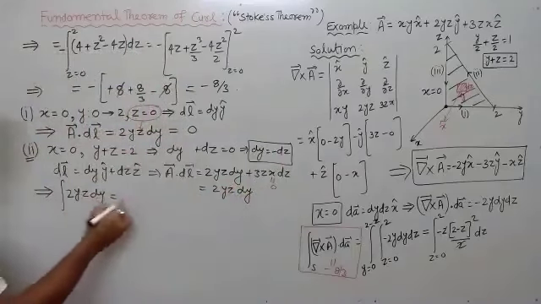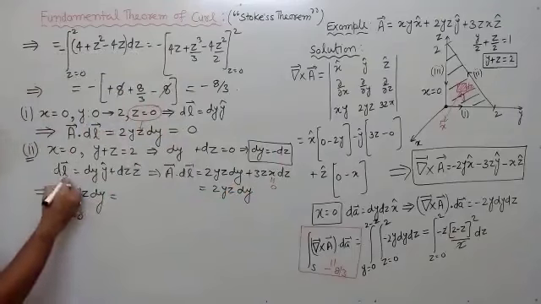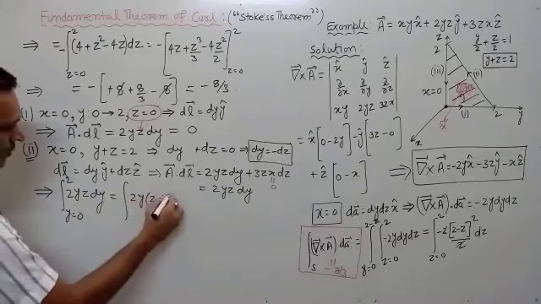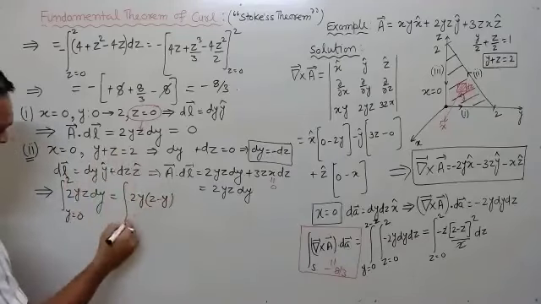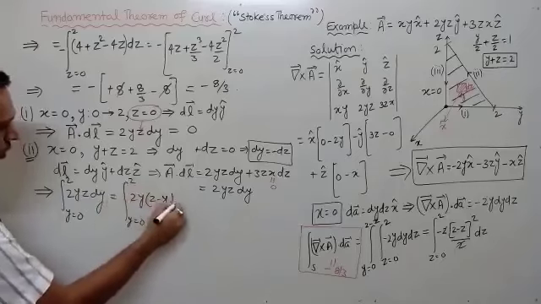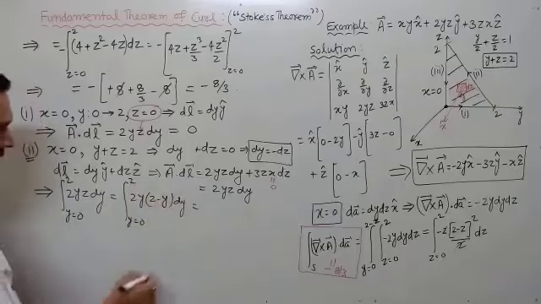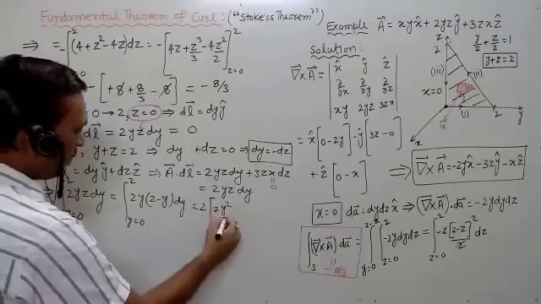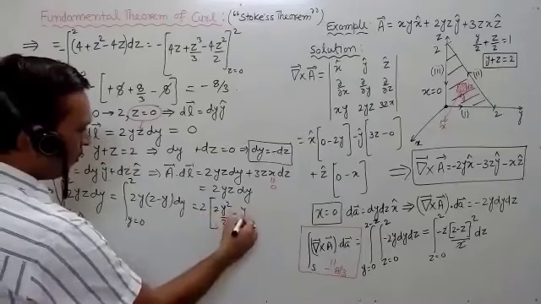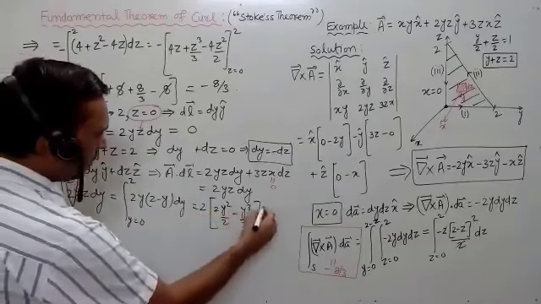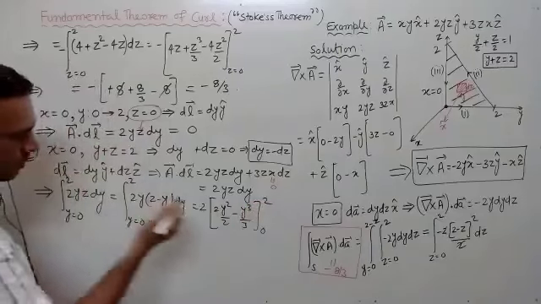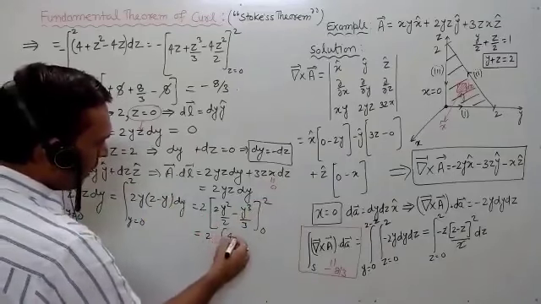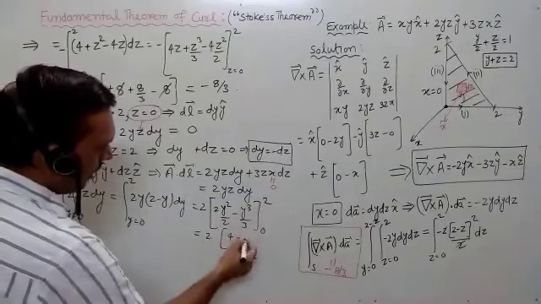You can write this as, you take limit y 0 to 2. So z, from this relation, what will be z? z is 2 minus y. So the integral of 2y(2 minus y) dy, y is 0 to 2. So calculate this. 2y will give you 2y square by 2 minus y cube by 3, 0 to 2. So what will be this limit? This will be 4 minus 8 by 3.